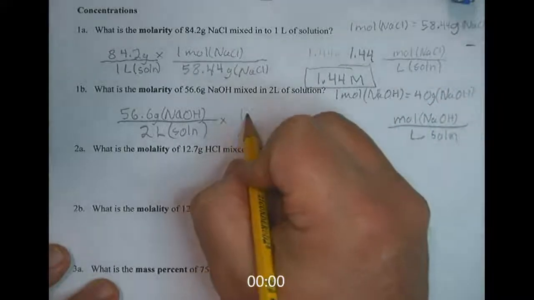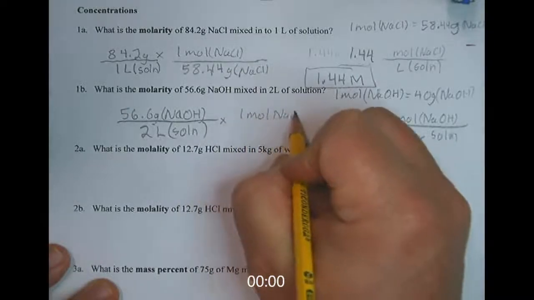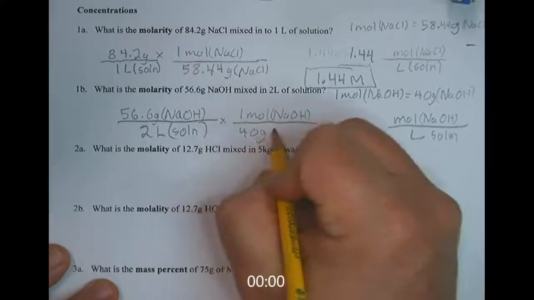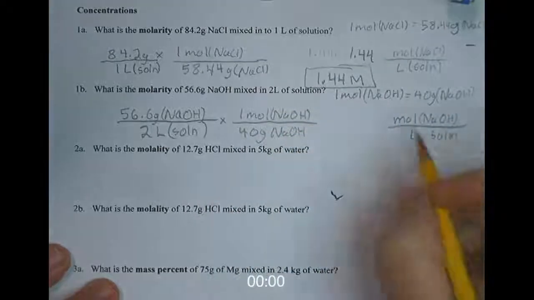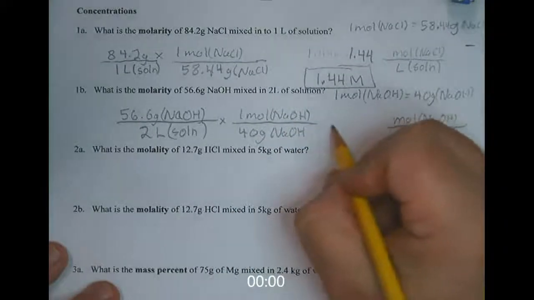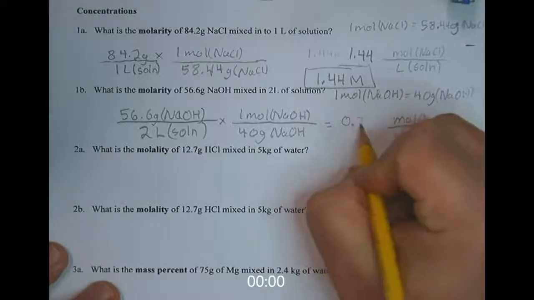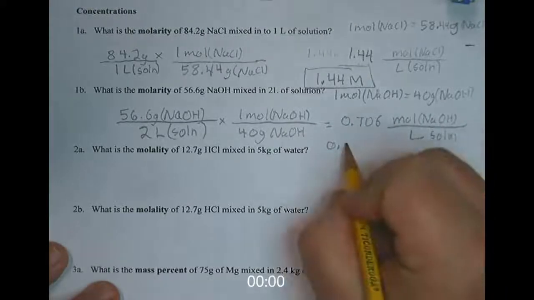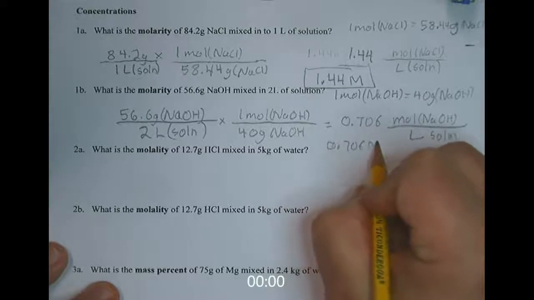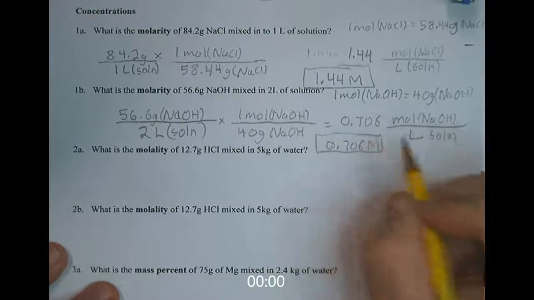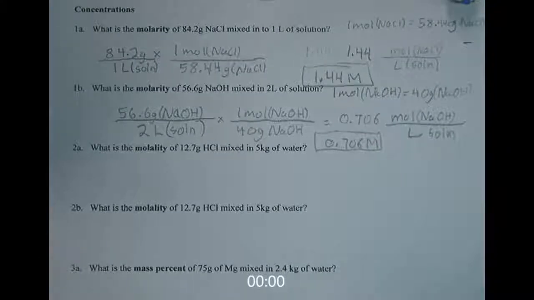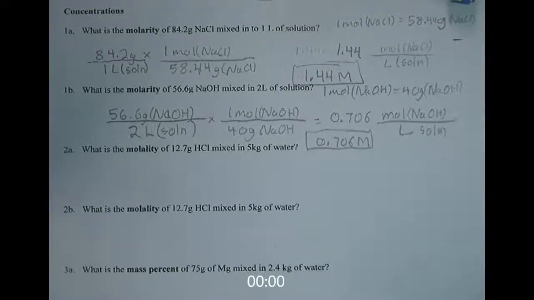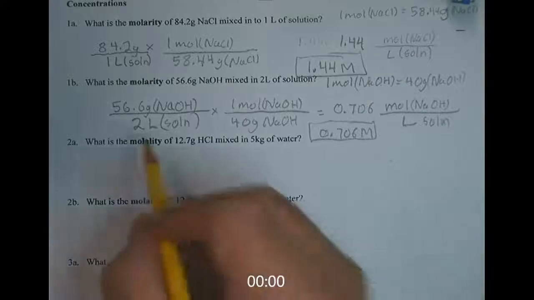Okay, so we go ahead and put that in here, 1 mole. And when we crunch the numbers on that, we get an answer of 0.706 moles of sodium hydroxide per liter of solution. And that, of course, is 0.706 molar. Okay, there we go. So far, so good. Pretty much just plugging in numbers and doing mass to moles conversion that we've been doing throughout this class. Okay, next we're looking at molality.